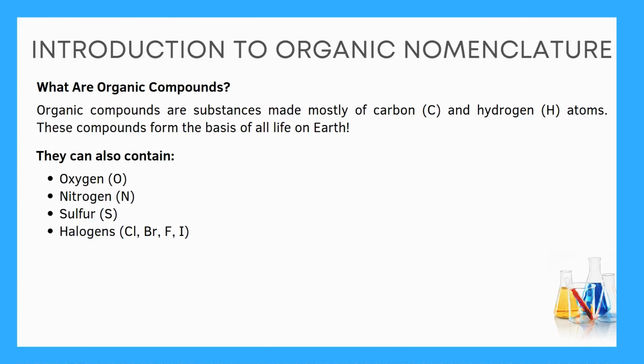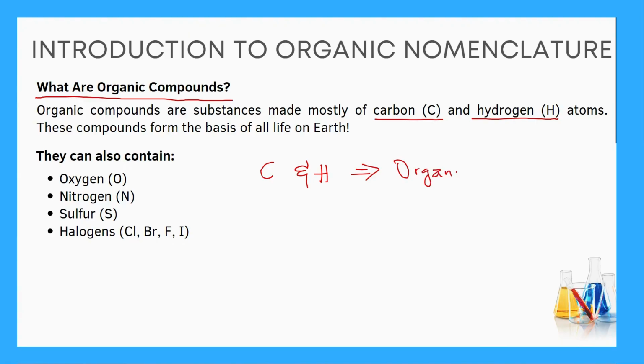Now, we're going to be learning how to name organic compounds, but before we do that, it is very important for us to know what exactly an organic compound is. So what exactly is an organic compound? An organic compound is simply a substance that is built mostly of carbon and hydrogen. So whenever you have the combination of carbon and hydrogen, what it usually produces is what we know as organic compounds.